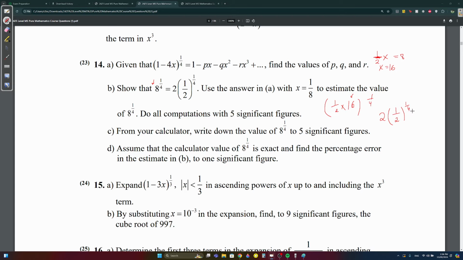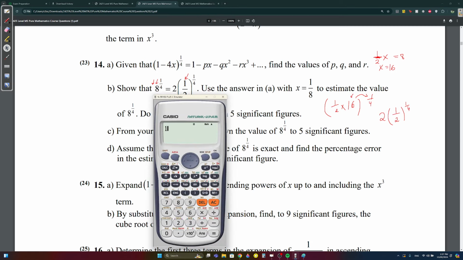Both ways work. The first way works, the second way works. You can see here they want 1 over 2 times something. So you can rewrite 8 as 1 over 2 times 16 and take 16 out, because 16 to the power of 1 over 4, if you do it on a calculator, by the way, is 2.